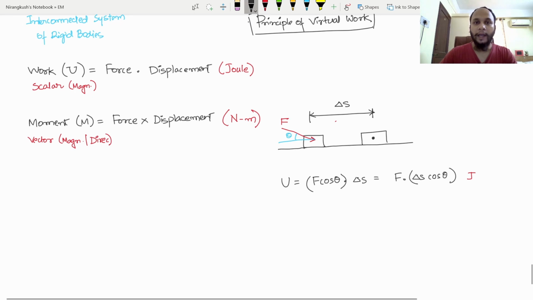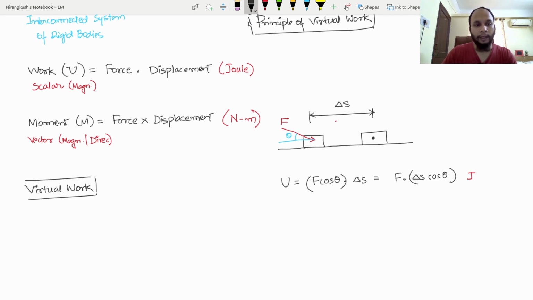Okay. Now, what is virtual work? As the name suggests, virtual means something that is not actual. The work is not being actually done, but it is being done virtually, and the notation being used is dU, and we will use the same formula, F del s cos theta. Okay, that is the notation for virtual work.